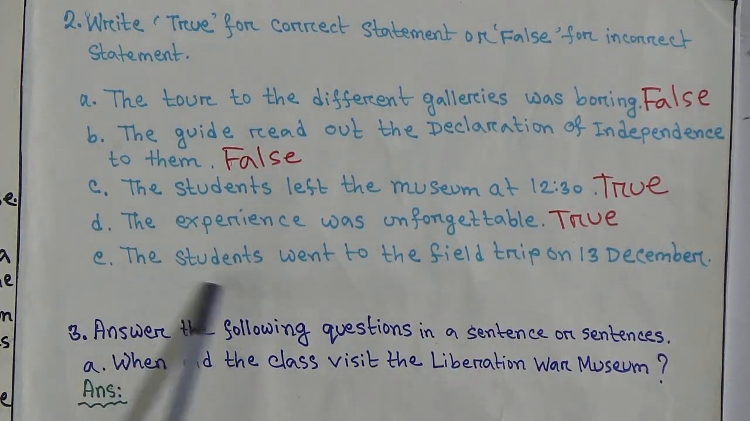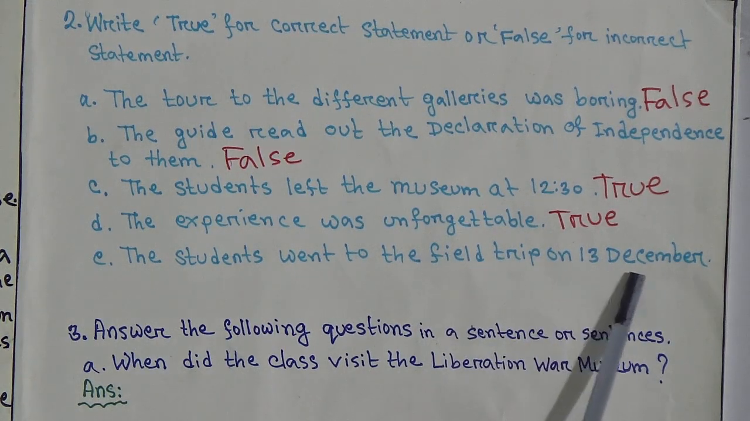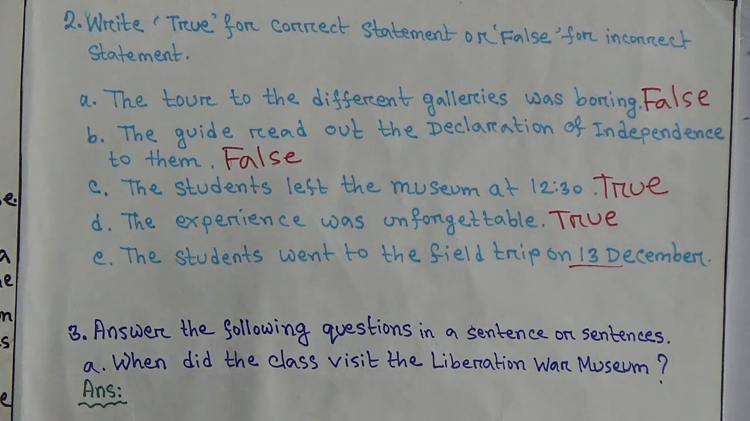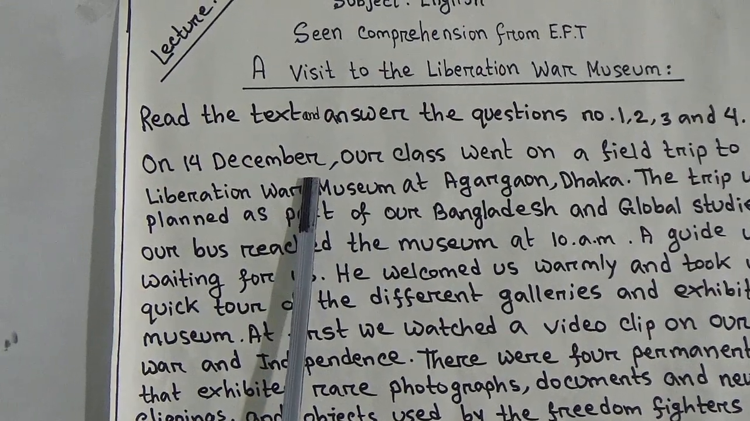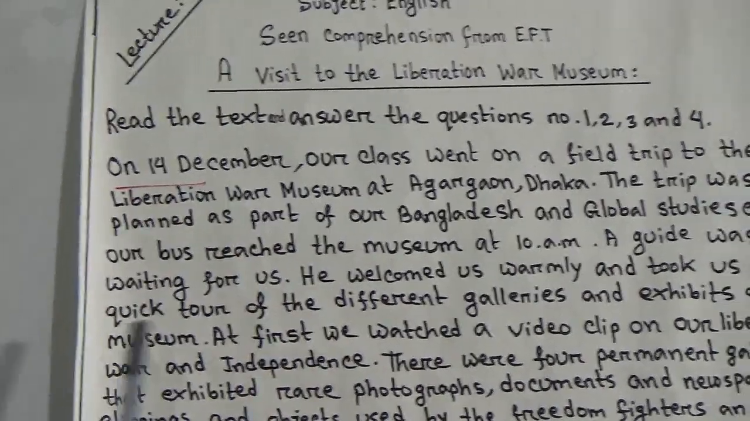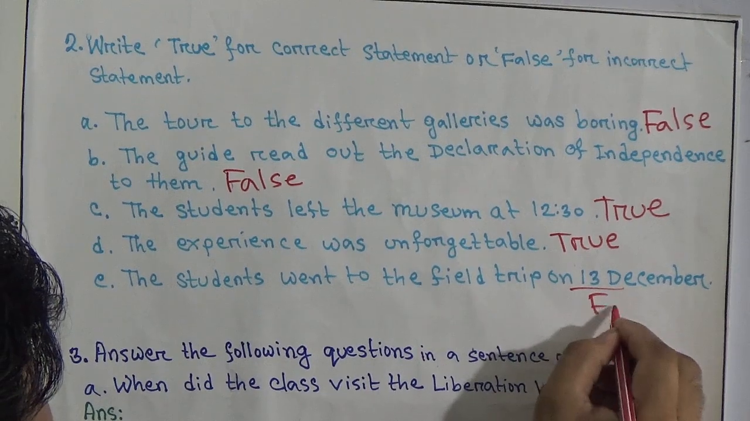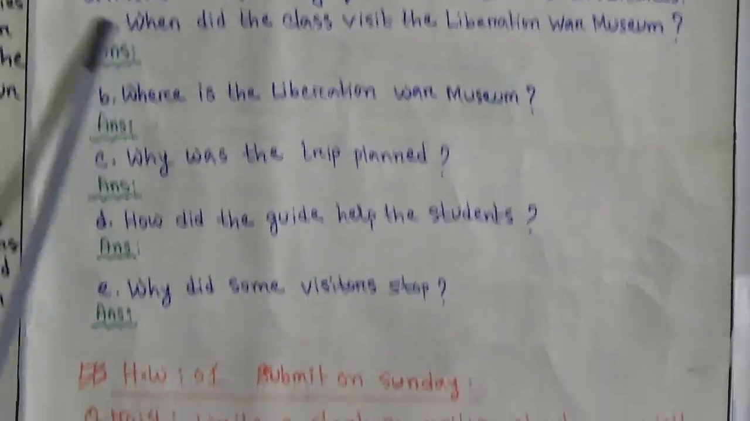Number E, the students went to the field trip on 13 December. Here is the problem. It doesn't match according to the passage. In our passage, the very first beginning word, on 14 December, our class went on a field trip. So it's false. Right here, answer false. It's done. Now go to question number 3.